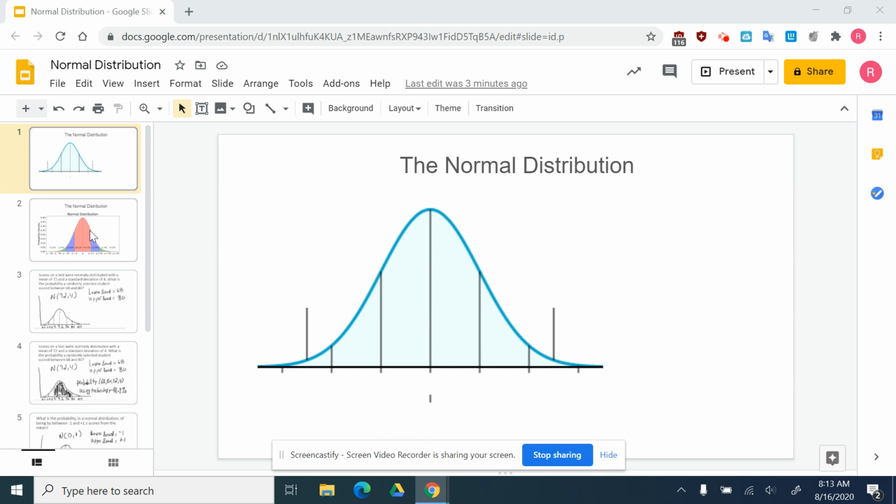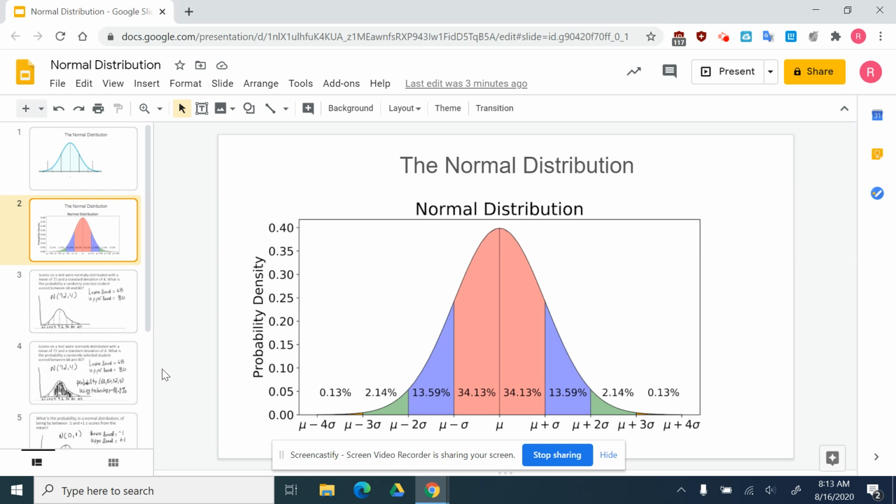A little more detail, colored in, shows you the probabilities in all those different areas, or between those different areas, with μ representing the mean, and then -1 standard deviation, -2, -3, +1, +2, +3.